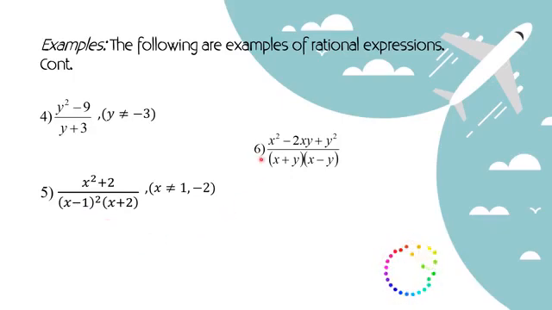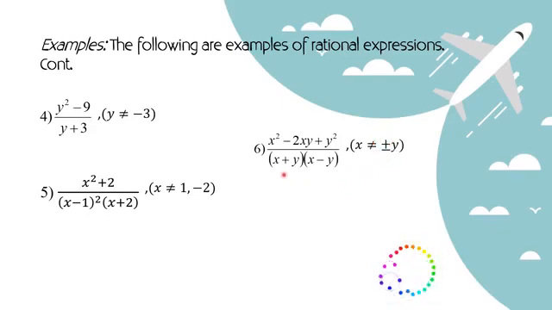So, example number 6, you have x squared minus 2xy plus y squared all over x plus y, all over the quantity of x plus y times the quantity of x minus y. Now, observe that our numerator is a polynomial. And our denominator is also an example of polynomial. So, okay, as you observe, our denominator has variables. So, there is a restriction. Our x must not be equal to positive y or negative y.